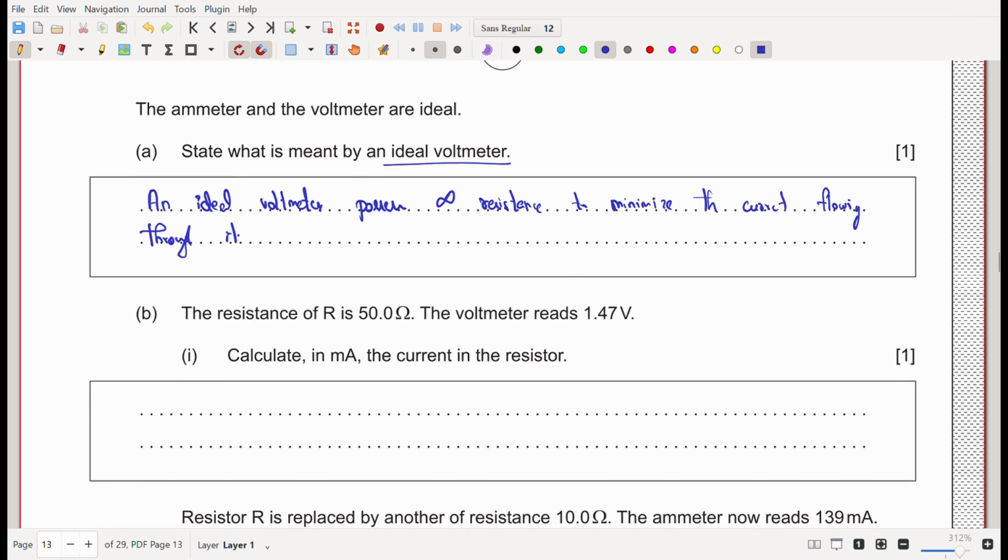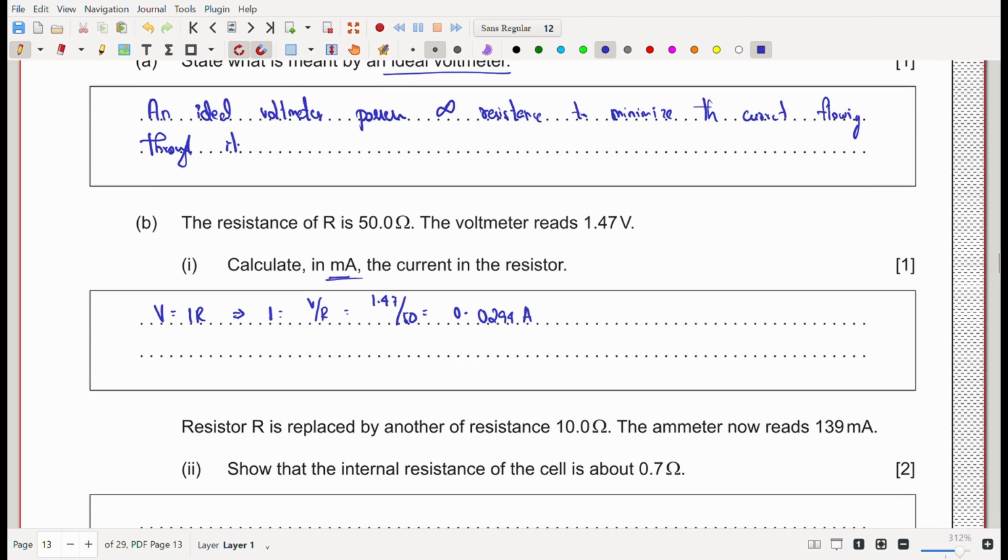Next, the resistance of R is 50 ohms. The voltmeter reads 1.47. We are asked to calculate the current in the resistor. Very simple. Ohm's law, V is equal to IR. I is equal to V by R is equal to 1.47 divided by 50, which is equal to 0.0294 amps. But we are asked in milliamps. This means that the current is equal to 29.4 milliamps.